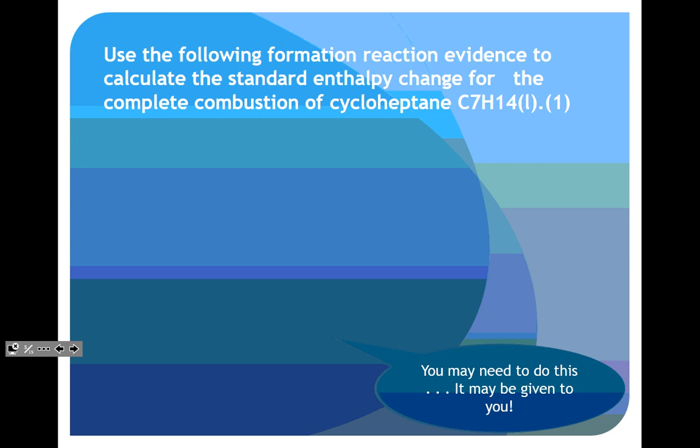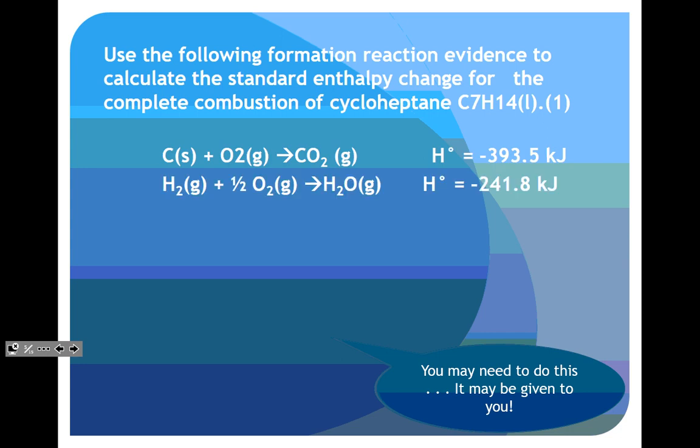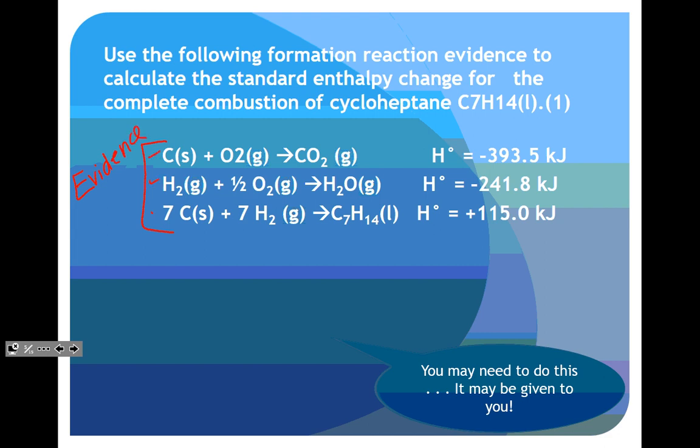So here's a good example of something that you might come across. Use the following formation reaction evidence to calculate the standard enthalpy change for the complete combustion of cycloheptane. Cycloheptane is C7H14. You don't know that yet, but you will soon. And I have 3 pieces of data or evidence. If this is my evidence, I need to use these 3, up to 3.